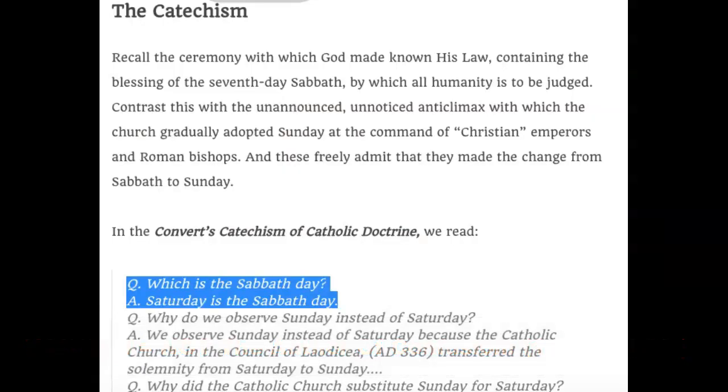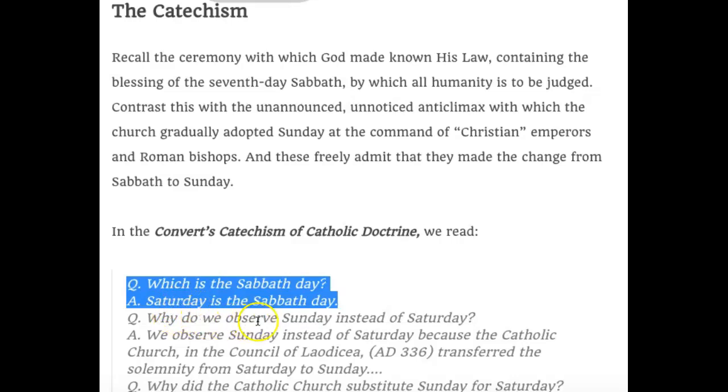Now, we've gone over this in plenty of videos before, but the beast, also known as Rome, even tells you that the Sabbath day was indeed on so-called Saturday and was changed and replaced to Sunday, also known as the first day of the week. And we've gone over this in plenty of videos when it comes to the catechisms in the Roman Catholic Church, and even right here in the Convert's Catechism of Catholic Doctrine, we read: question, which is the Sabbath day? And the answer is, of course, so-called Saturday, the seventh day.